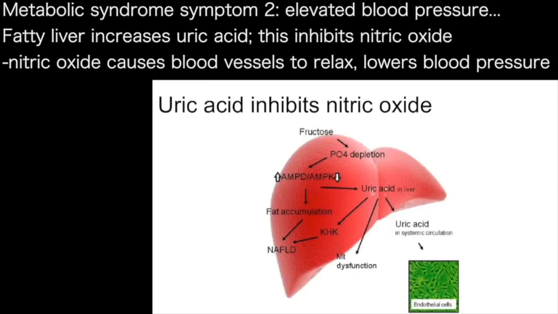Now, this is the most well-known mechanism by which insulin resistance can cause a change in blood pressure. Essentially, if you end up with a fatty liver, you damage your liver, you increase the amount of uric acid that's produced, and that uric acid inhibits the action of something called nitric oxide. The job of nitric oxide is to cause the blood vessels to relax. That reduces your blood pressure. Now, while this is the most well-known mechanism, it's not the most important one.